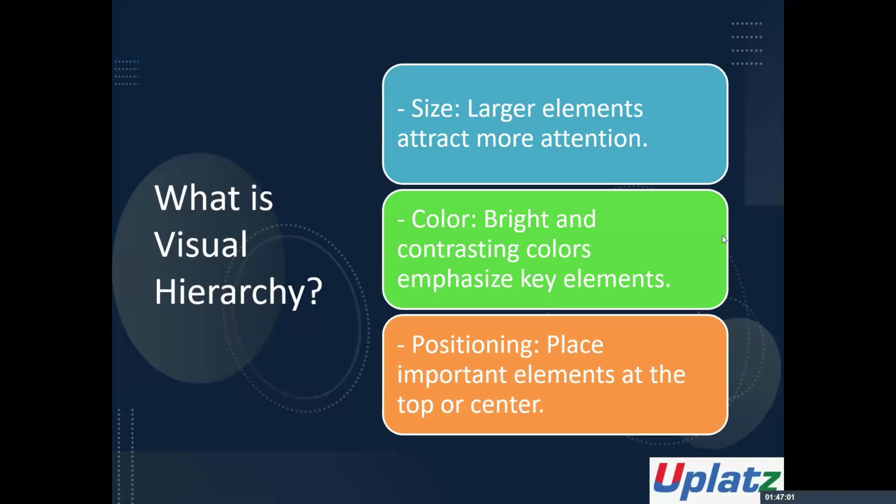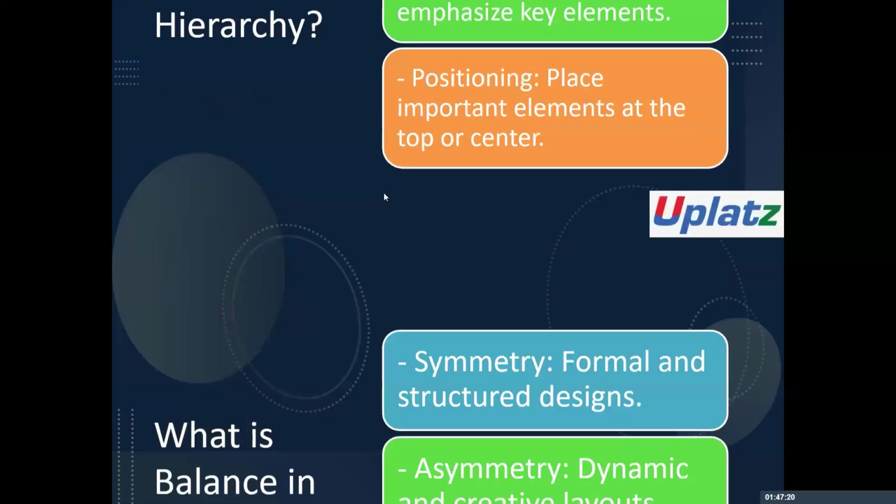So bright and contrasting colors are important. Here, as you can see in the foreground, we have a bright green, and in the background, we have a darker shade of indigo blue, which is contrasting, and this emphasizes the key elements as well. The next point is positioning, where we can place important elements at the top or center.